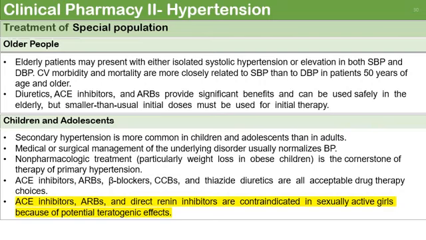Non-pharmacological treatments are good for obese children. The same drugs, ACE inhibitor, angiotensin blocker, beta blocker, calcium channel blocker, or coexisting drugs, can be used in children and adolescents. ACE inhibitors and angiotensin blockers are contraindicated in sexually active girls, because they are teratogenic.